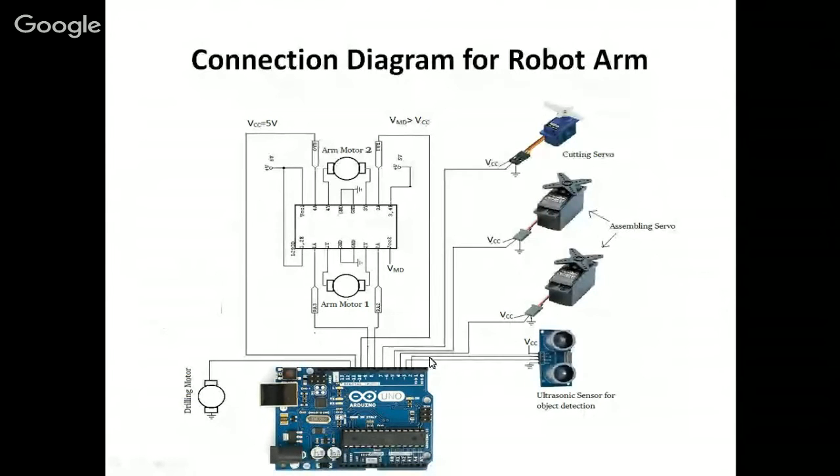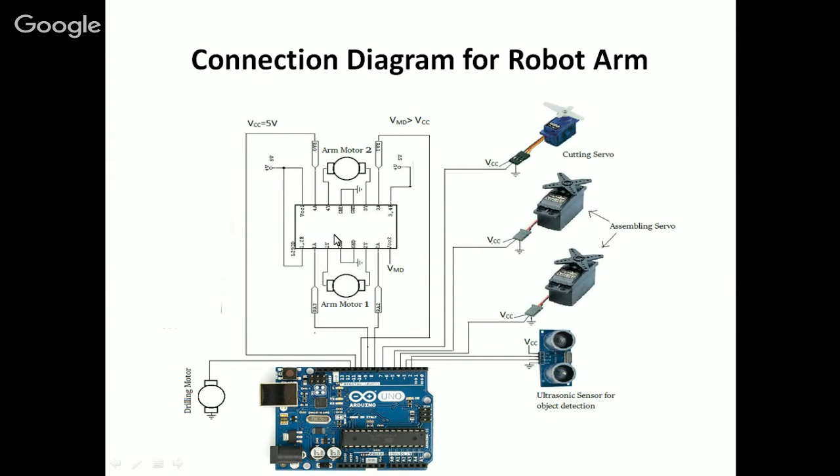For the servo motor, the control signal is given to the orange wire of the servo motor, and it moves according to the control signals from the Arduino. VCC is the 5 volt supply to the servo motor, and this is the ground one. Same here and same here also.